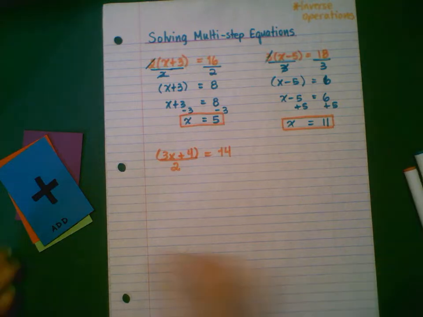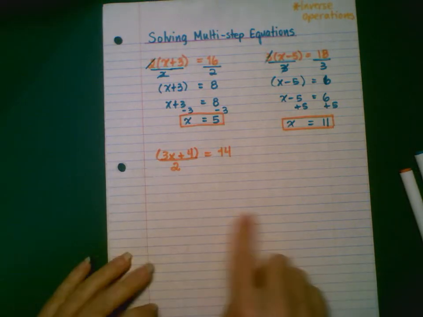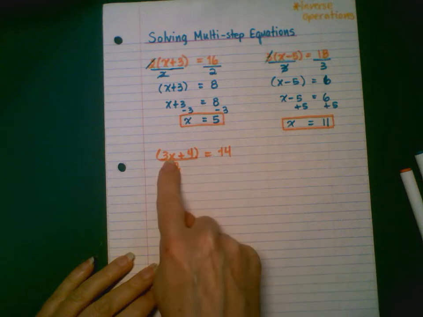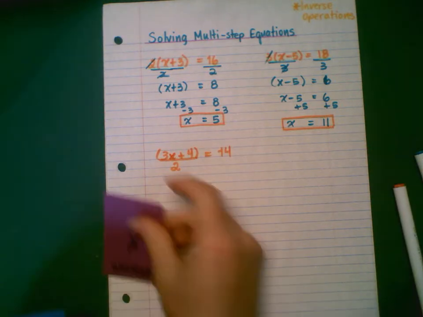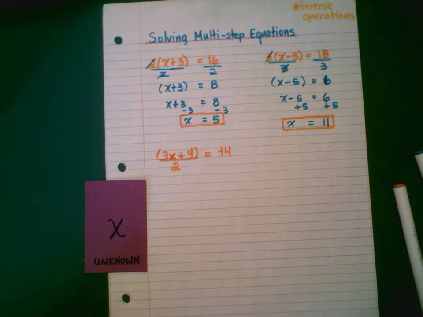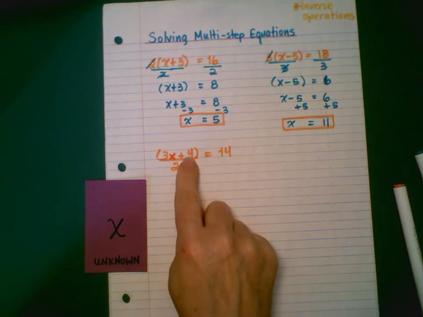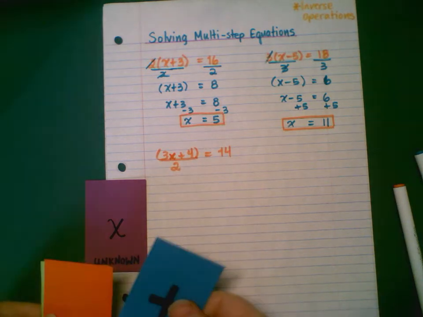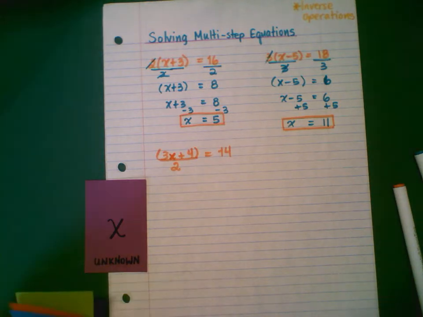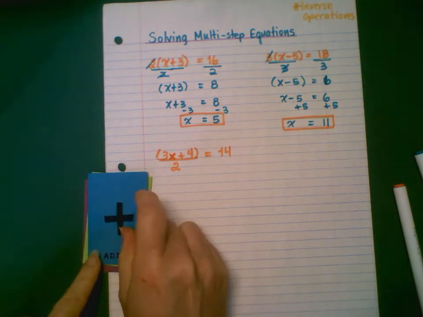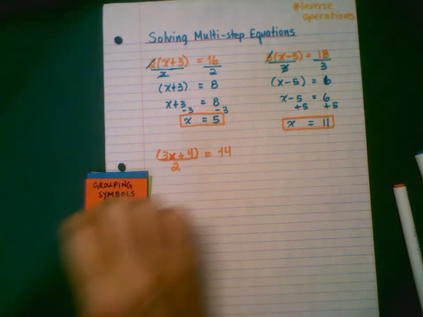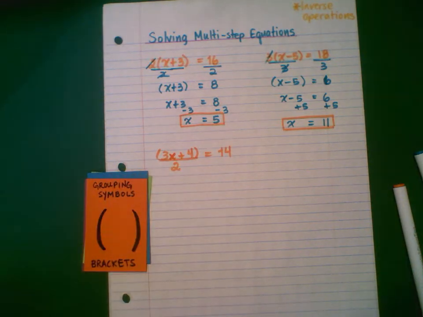Okay, this one's got a couple of different things going on in it. Again, I do a little scan across and see I've only got one variable in there. So my unknown has had 2 things done to it before I get to that divisor. So it has had a multiplier times 3. It has then had 4 added to it and a set in grouping symbols. And then it's been divided by 2.